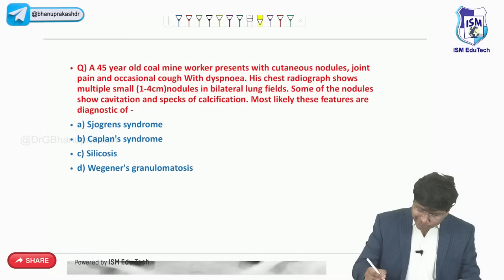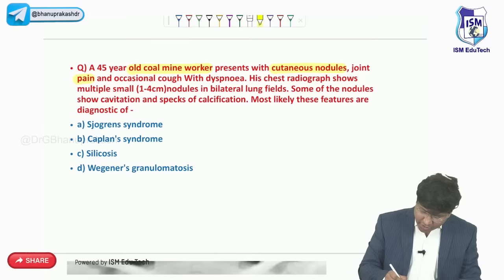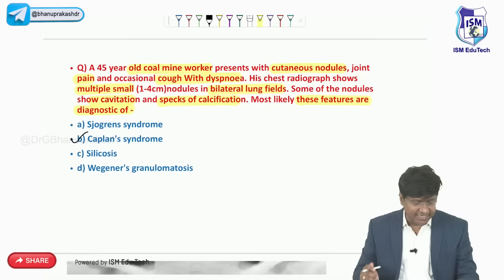A 45-year-old coal mine worker presents with cutaneous nodules, joint pain and occasional cough with dyspnea. Chest radiograph shows multiple small nodules in bilateral lung fields. Some of the nodules show cavitation and specks of calcification. Most likely, these features are diagnostic of... Very good. That is your Kaplan syndrome.